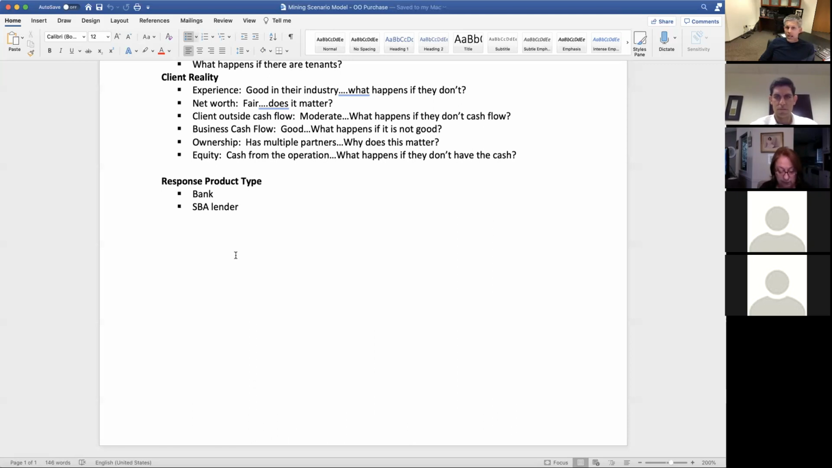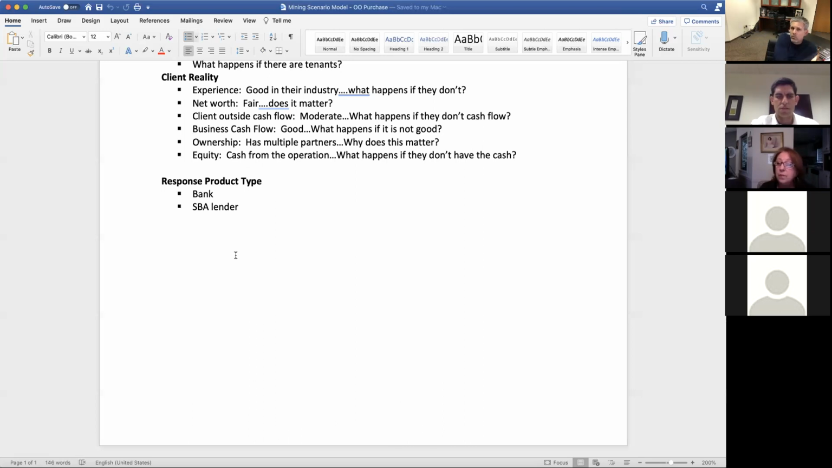The next thing is the client's outside cash flow. This is why we collect personal tax returns and personal financial statements and all those things, so we can run a cash flow to ask the question: with all their personal income and all the liabilities they pay out, do they have excess cash flow to support the loan that they're getting on the building they're buying.